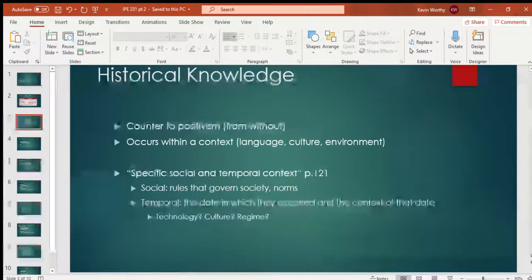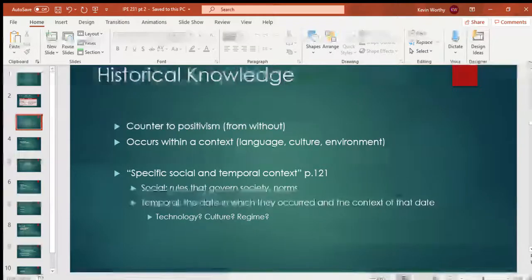So there's this difference. On 121 of the text, they talk about the specific social and temporal context. So social is these rules, right? What are your societal rules? What are your norms? And then there's a temporal factor. And this is something that we have to really think about when we're doing theory in IPE and through the British school. At what date are you talking about this, right? What is the date in the context of that date? What technology exists? What's the culture like?